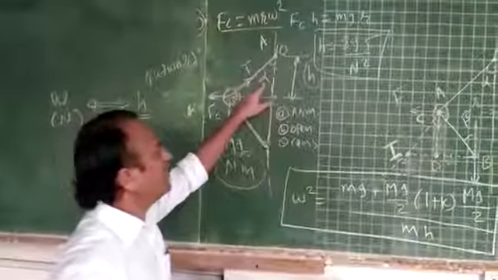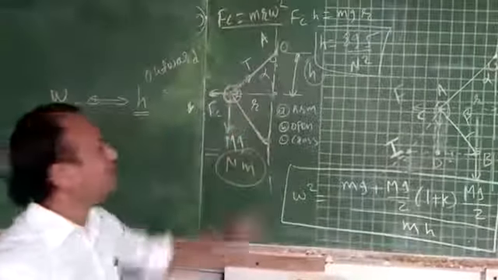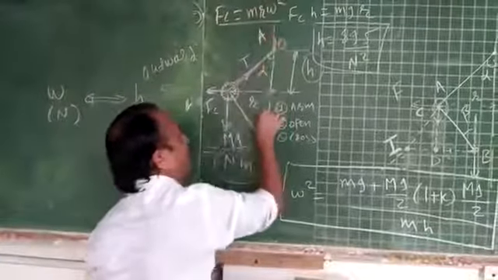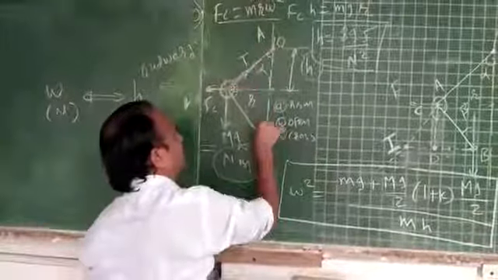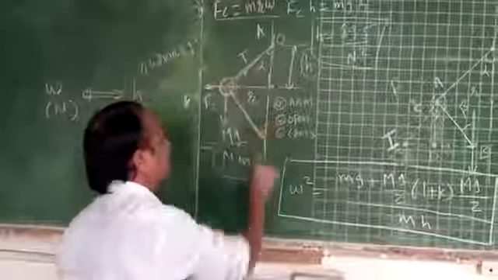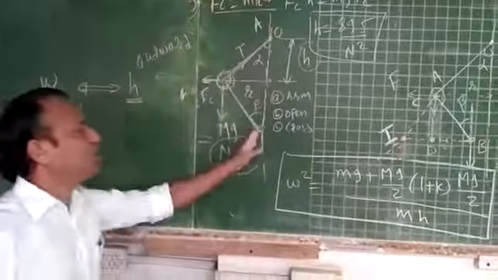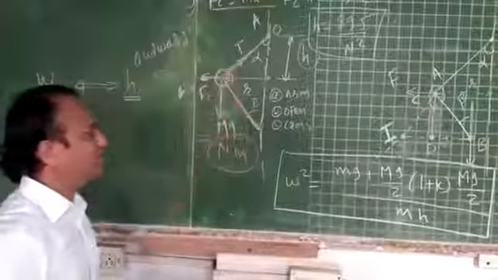Alpha is the inclination between upper link and vertical axis, or upper link and spindle axis, you can say. Beta is the inclination of lower link with vertical.